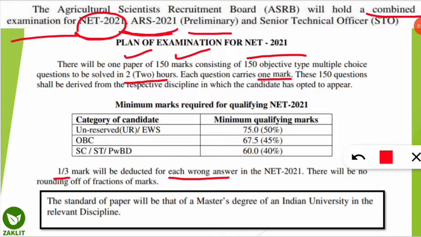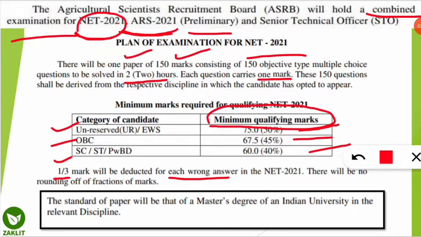And then coming to the qualifying marks, for the unreserved category and EWS, the qualifying minimum marks for NET will be 50%, and for OBC it is 45%, and for SC, ST and PWBD it is 40%. So this is the minimum qualifying marks, and the cutoff can also go beyond that. So this is the minimum one.